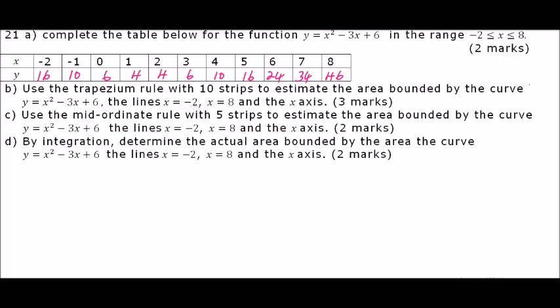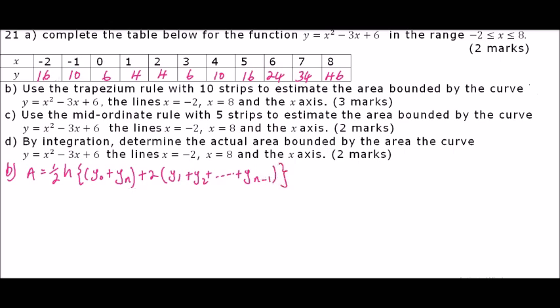The lines x equals minus 2, x equals 8, and the x-axis, you get your 3 marks. So the trapezium rule, this is part B. We say that area is equals to a half h, we put the brackets, then we have y1 plus yn, then we have plus 2, another bracket, we have y1 plus y2 plus all that plus yn minus 1, and you close the brackets.